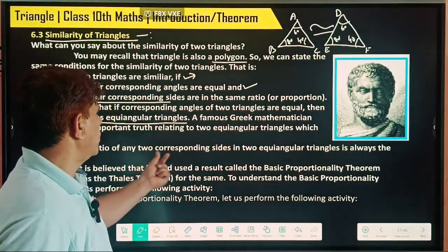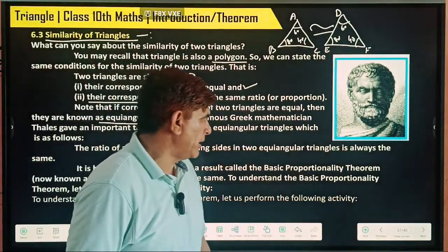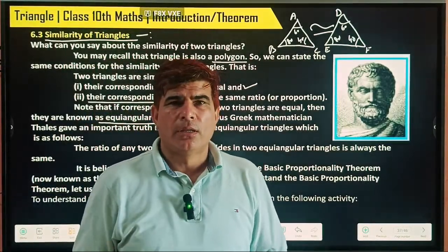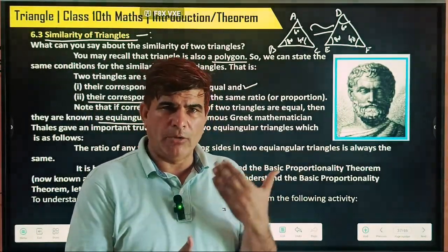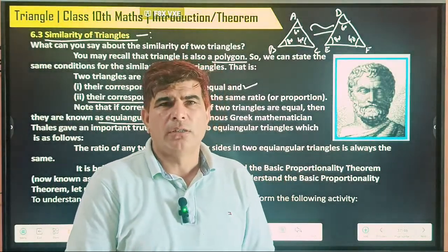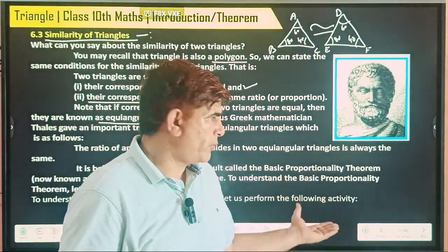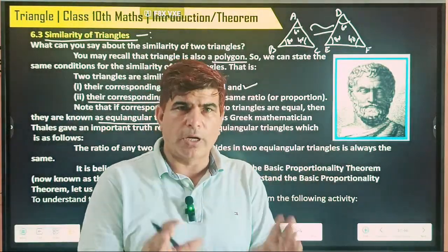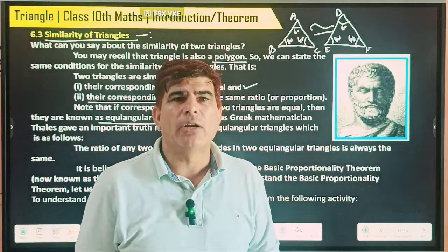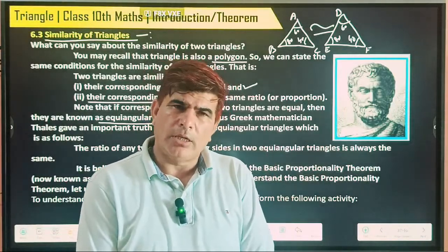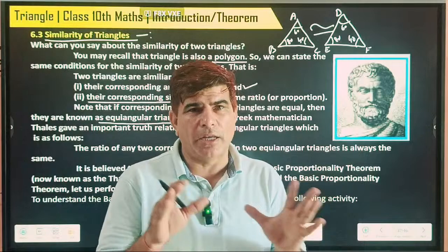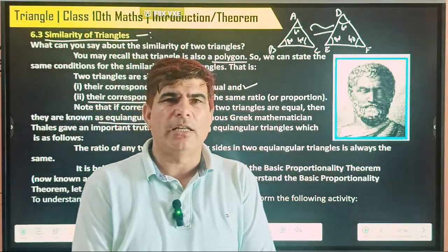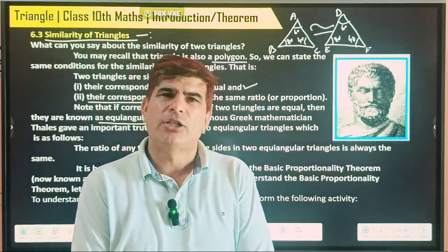The ratio of any two corresponding sides in two equilateral triangles is always the same. What is he saying? He also gave a proof of that, which we can prove later on as a theorem. What did he say? He said that if two triangles are equiangular, understood? Any two triangles, if they are equiangular, then definitely their corresponding sides are in the same ratio.